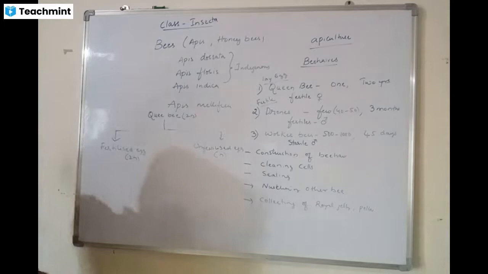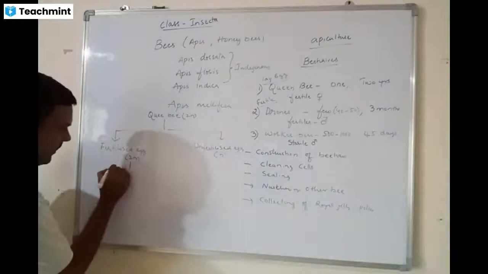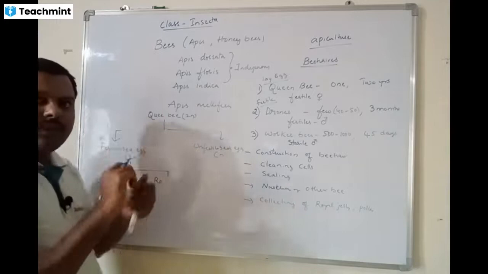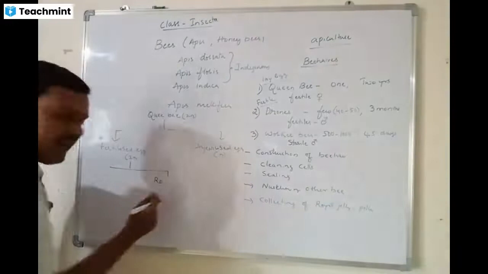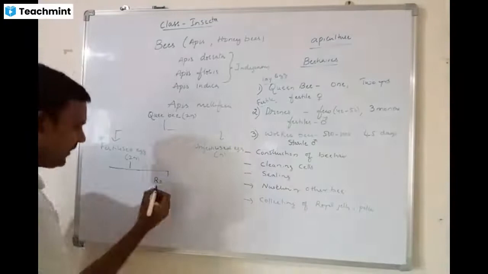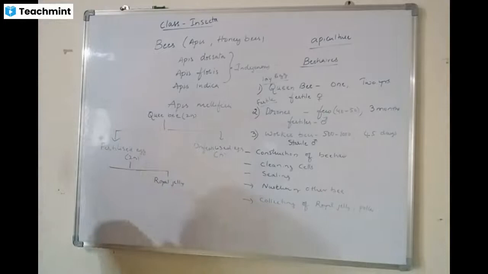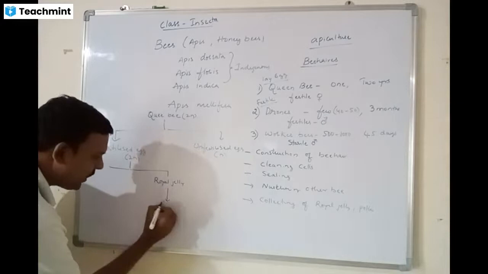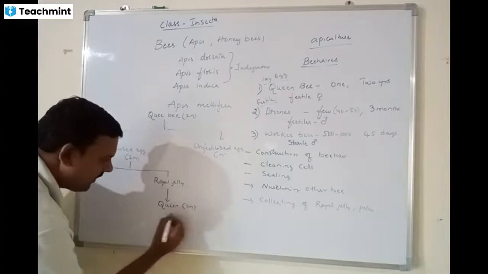Now when these eggs are fed with royal jelly, which is the saliva of the worker bees after collecting it from the flowers, these eggs transform into a queen, which is diploid in condition. This is a fertile female.